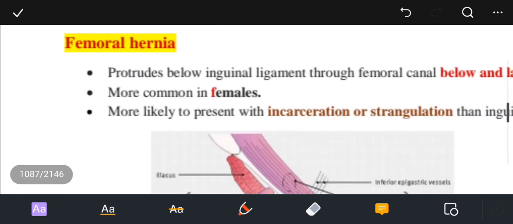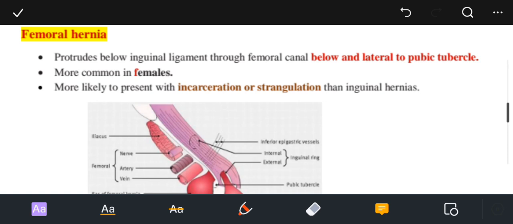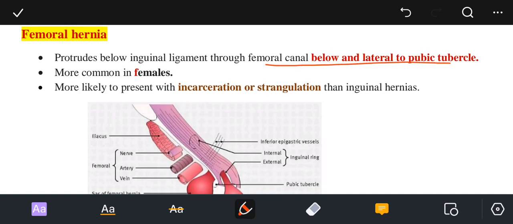Then we will move forward to the next point, that is about the femoral hernia. Femoral hernia is a common type of hernia in females, but even then, remember, it is not the most common type of hernia in females. The most common overall hernia, either in males or females, is the indirect inguinal hernia. The femoral hernia protrudes below the inguinal ligament through the femoral canal, below and lateral to the pubic tubercle.